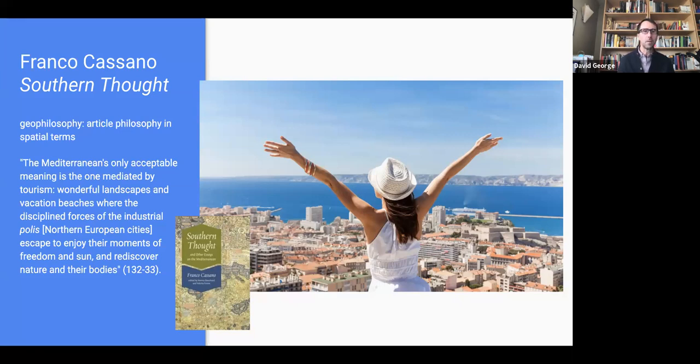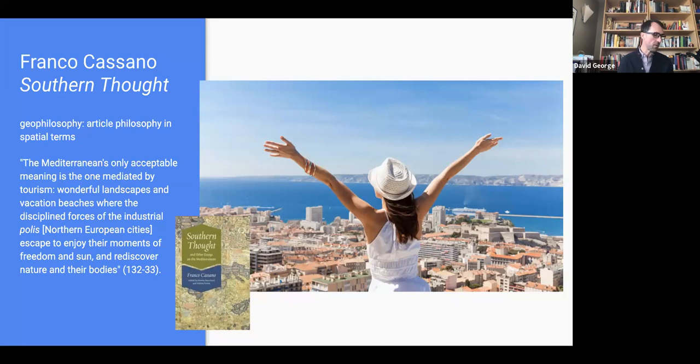And so Cassano emphasizes the way in which tourism defines the Mediterranean from without, but also from within. So the way in which that definition of tourism, the definition of the exotic, of sensuality, of clannishness, of backwardness, also becomes internalized in the way in which the Mediterranean thinks of itself.